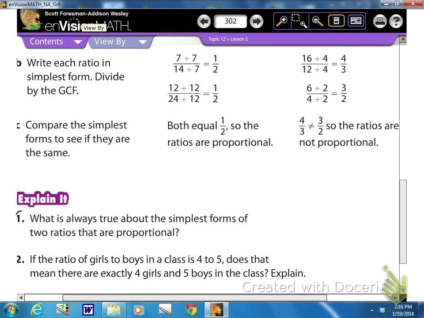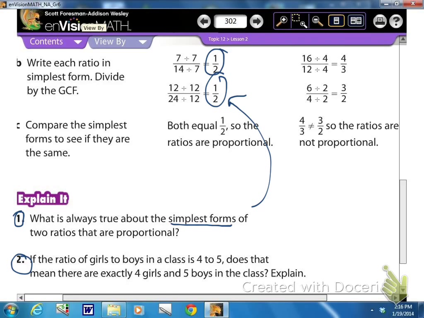All right, let's look at the explain part here. What is always true about the simplest forms of two ratios that are proportional? So if two ratios are proportional and they're in their simplest forms, then the simplest forms of these two ratios will be the same, like these two up above here. They're always going to be the same.